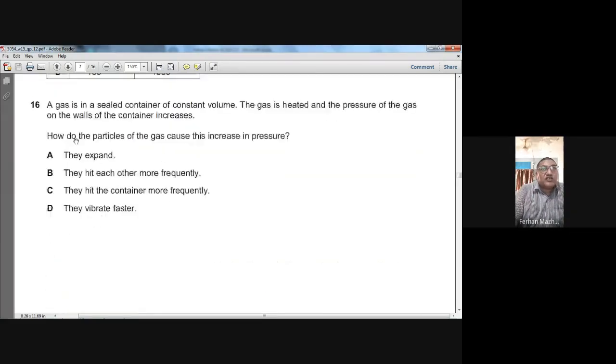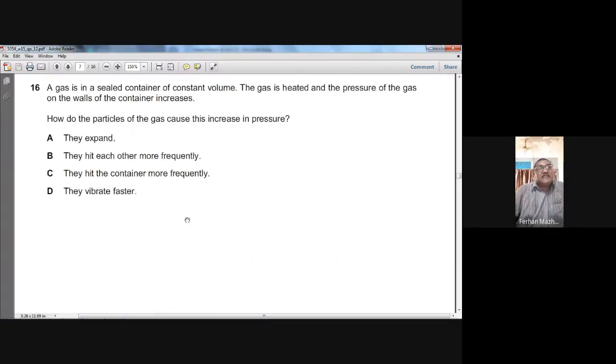I hope you understood. Question number 16. A gas is in a sealed container of constant volume. The volume is not changing. The gas is heated and the pressure of the gas on the walls of the container increases. You see, the volume is not changing. It's a very important rule. Then the pressure and the temperature are directly proportional to each other. How do the particles of the gas cause this increase in the pressure?